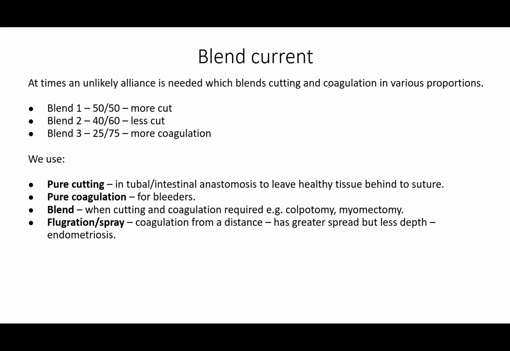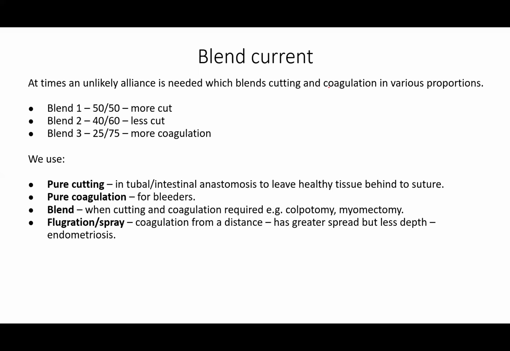Now, we use pure cutting, okay, in tubal and intestinal anastomosis to leave healthy tissue behind the structure. Now, when you want to cut intestine or the tubes by the gynecologist, don't use coagulation, because as you are coagulating, you are leaving behind dead tissues at the edges of that tube you are cutting.